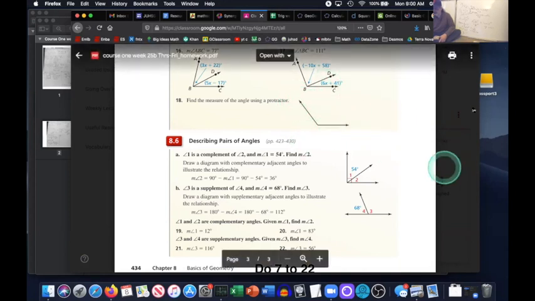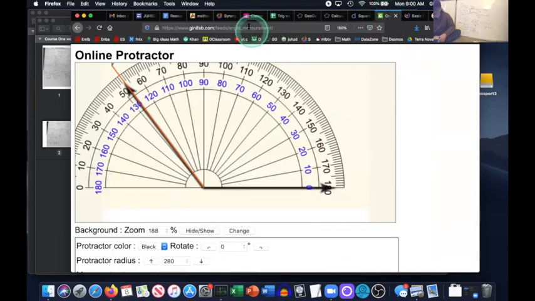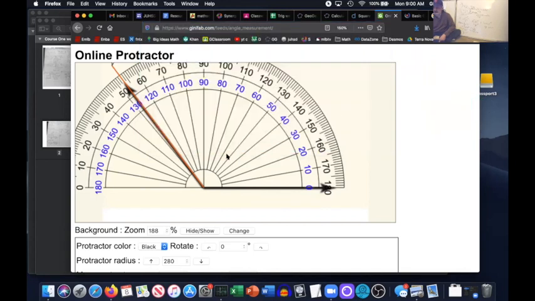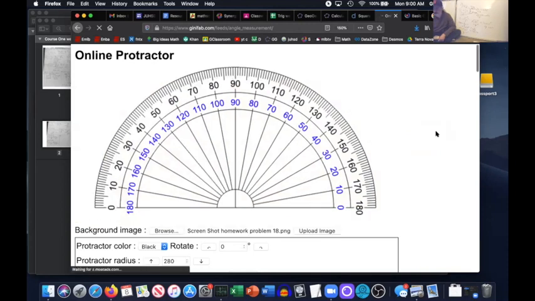So I got a picture of that. And then I went to the online protractor, and I'll just show you what I did just for the sake of it. So if you want to go there, you could also type in the Google online protractor. All right, so I'll go ahead and renew this page and show you what I did.